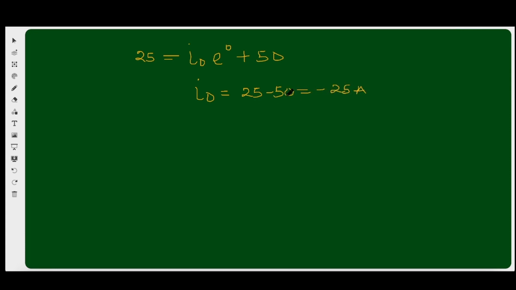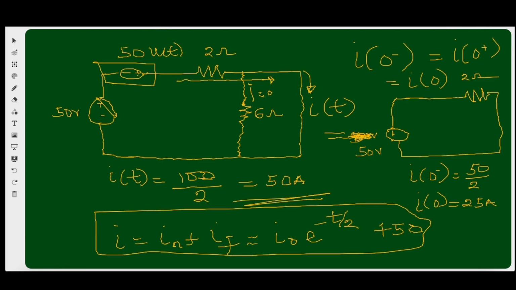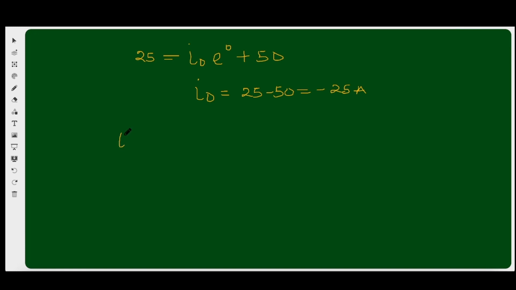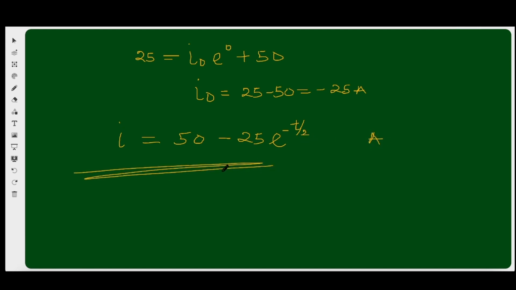That's very simple, right? Now I can put it back into our general equation, which is the natural plus first response. My I is equal to 50, which is the first response, and minus 25, because I naught is minus 25, e raised to power minus t over 2, and everything in amperes. This is the answer for the current. So the first response is 50 amperes, and the natural response is this.